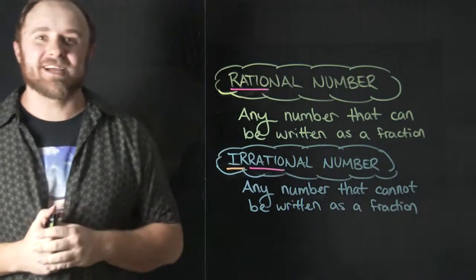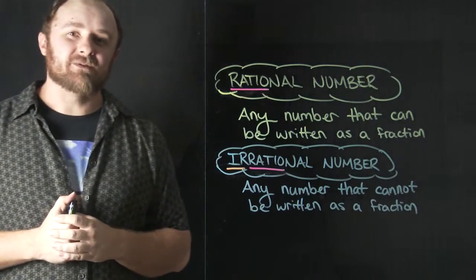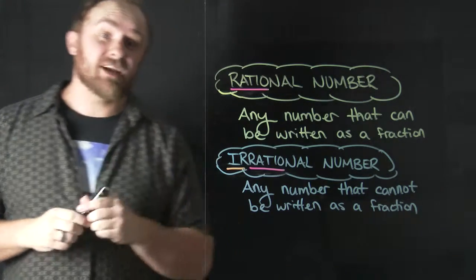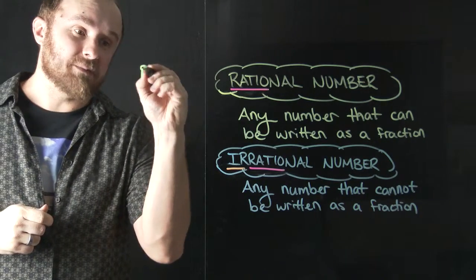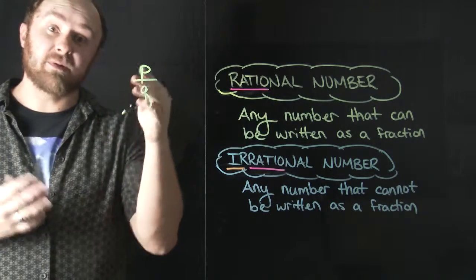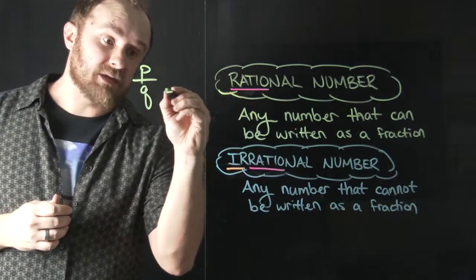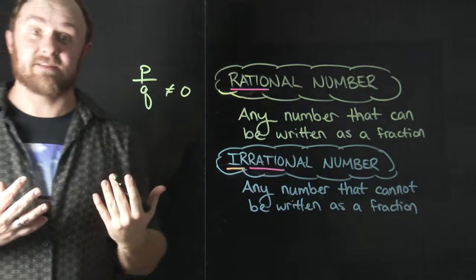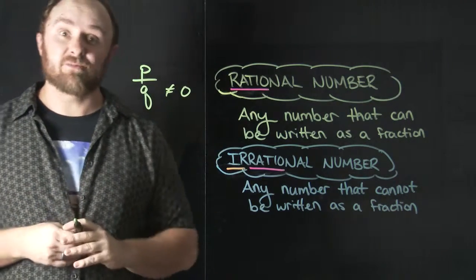Today we're going to be continuing our discussion with rational and irrational numbers. If you remember from last time, a rational number is simply any number that can be written as a ratio of p divided by q, where both p and q are integers, but remember q cannot equal 0 because you can't divide by 0. So let's take a look at some rational numbers.